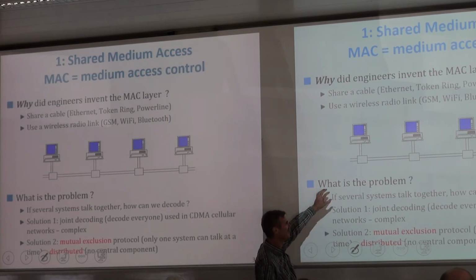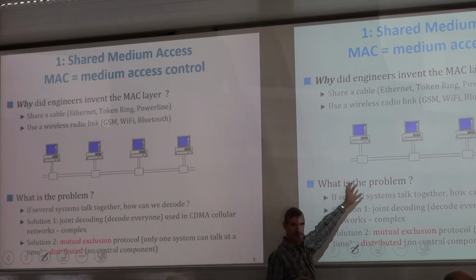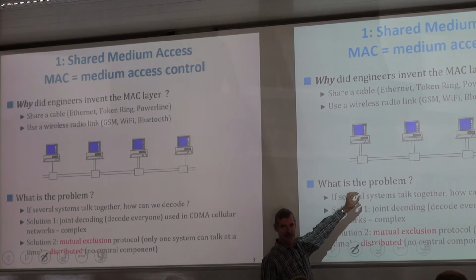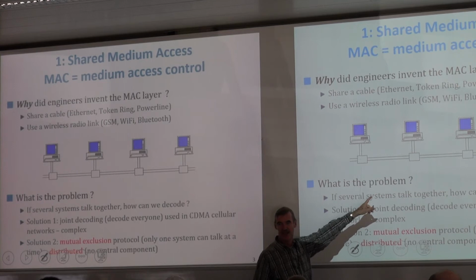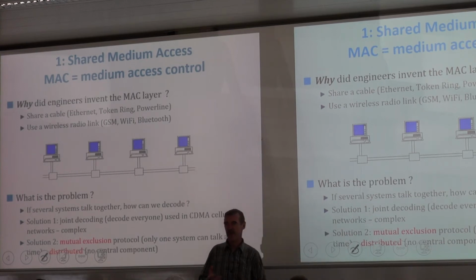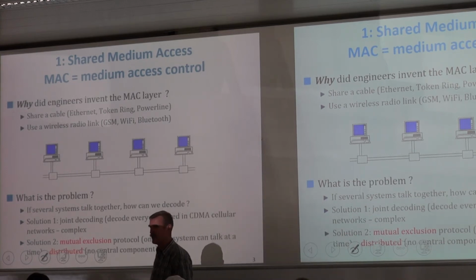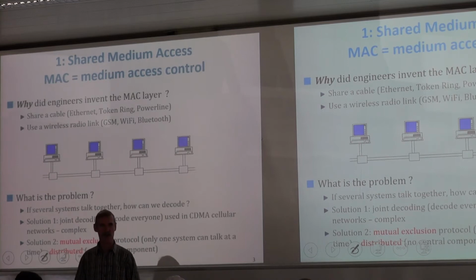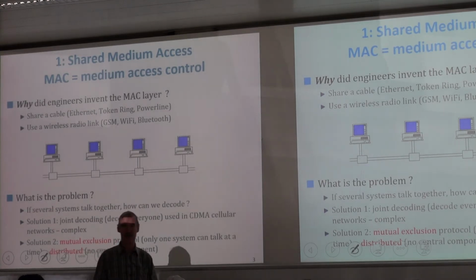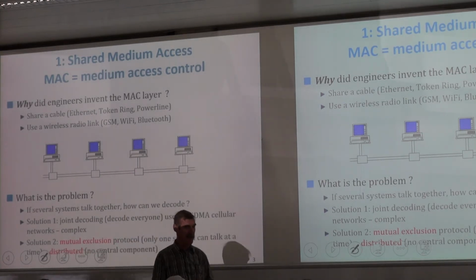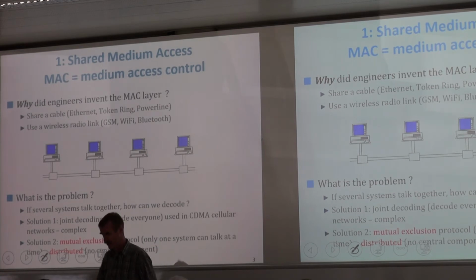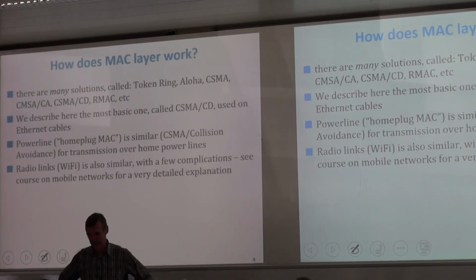So you could invent fantastic things by just putting enough complexity in the problem definition. Here we want those 4 devices to have nothing in common other than the cable. So in a completely distributed way, how can you make sure that they can speak without any collision? That is really the problem that is solved by the shared medium MAC layer. So it's important to understand what the problem is.